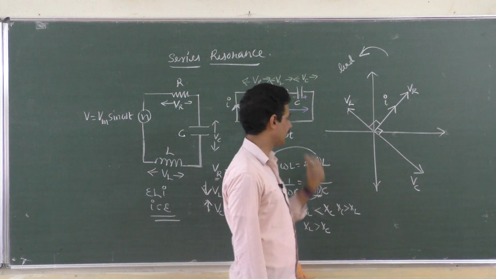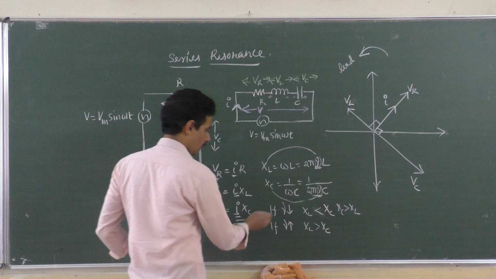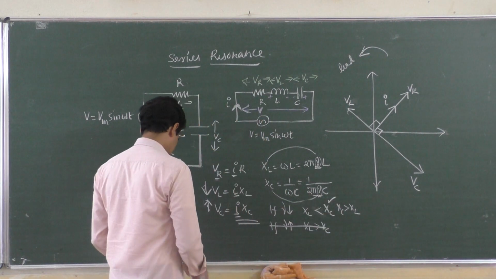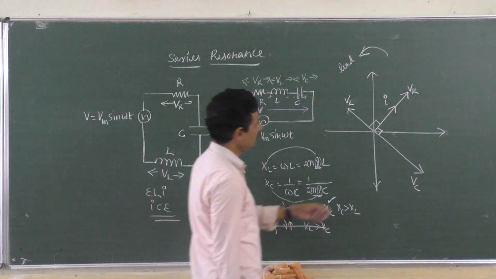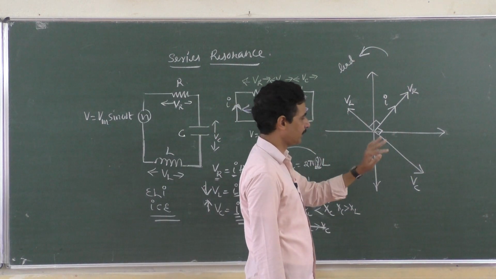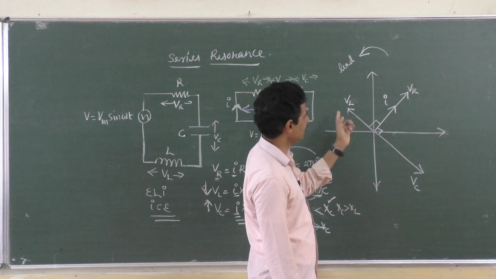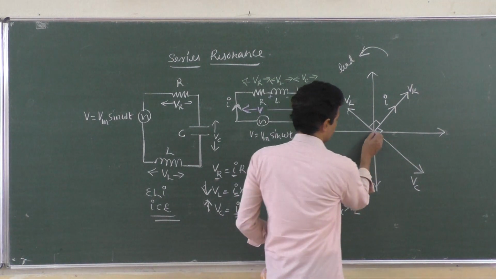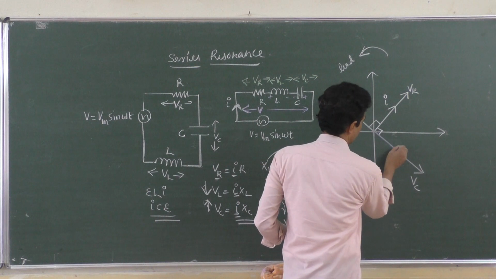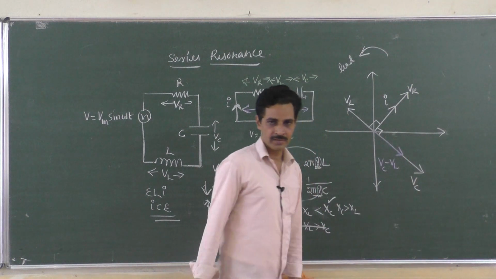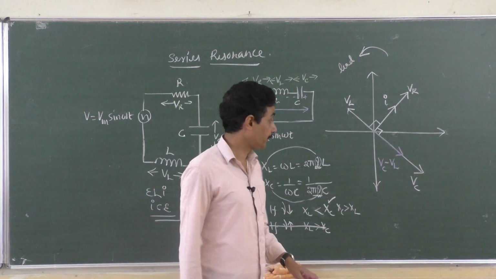Now if VC is greater than VL, in this case low frequency, we are not in this case, we are in this case. In such a case, what can I do? I can reduce VC and VL by subtracting them. Suppose this is 10 volt and this is 3 volt. 10 minus 3, I can write 7 somewhere here. Am I right? I can write this as VC minus VL. Do you agree? Right.